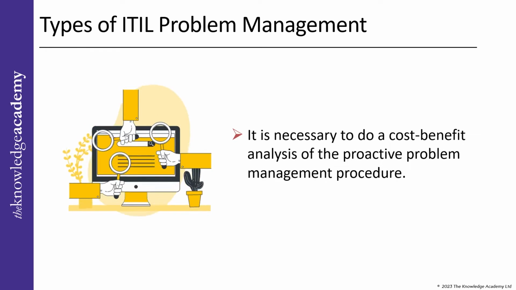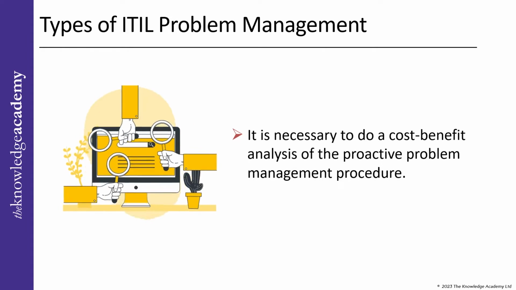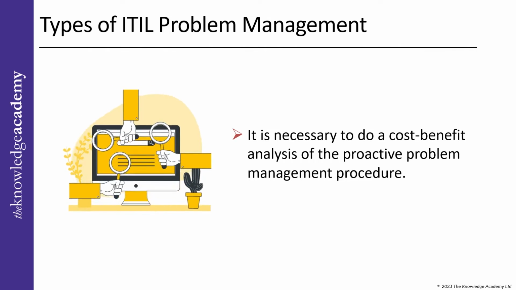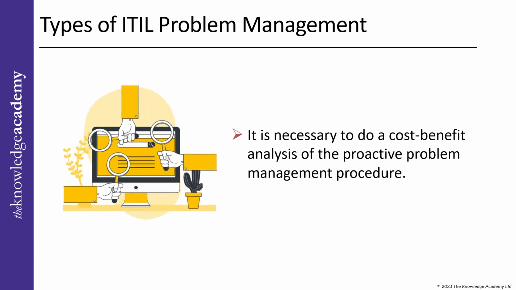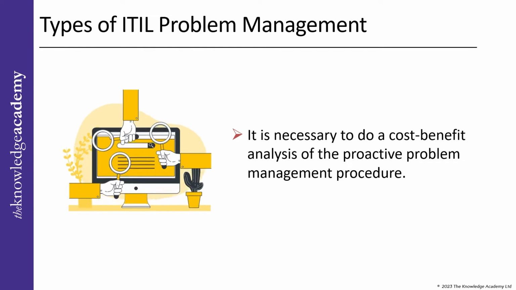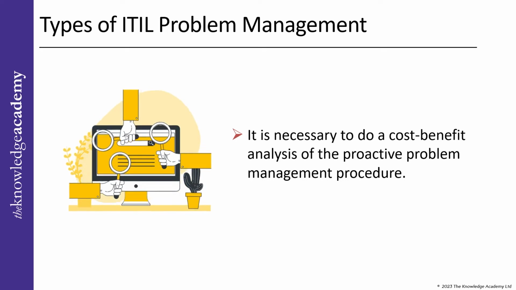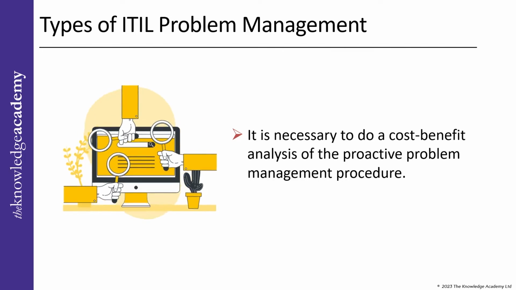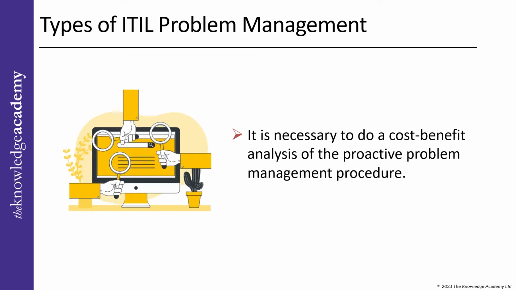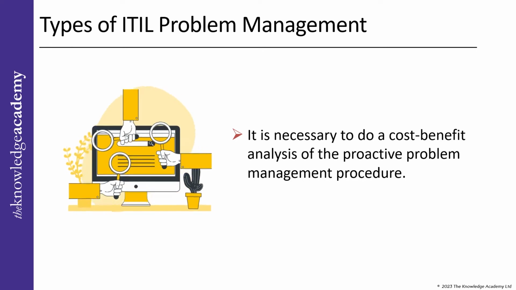Instead of solving issues, proactive problem management stops occurrences from happening again. As a result, proactive issue solving might be challenging. If you spend too much time attempting to prevent problems from happening in the future, you can wind up messing up resource availability, risk mitigation, capacity management, and change management. Hence, it is necessary to do a cost-benefit analysis of the proactive problem management procedure.